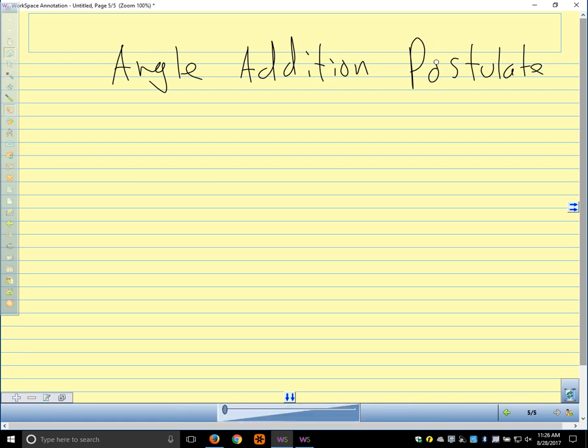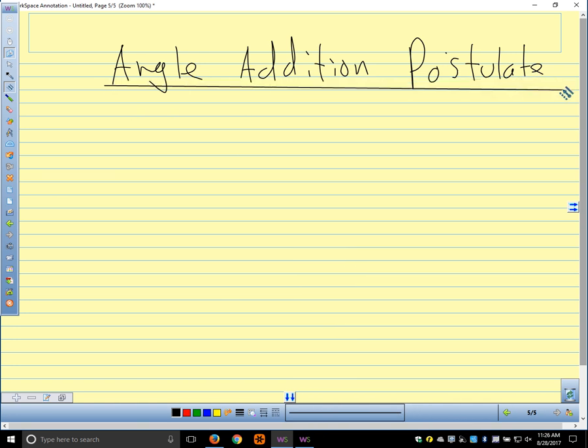Let's remember what a postulate is. We talk about postulates all year long. Someone remind us what a postulate is? Something we can't prove, but it's still true. We accept it as true even though we can't prove it. The angle addition postulate tells us the same thing as the segment addition postulate. I'm adding 2 small pieces to get a bigger piece.